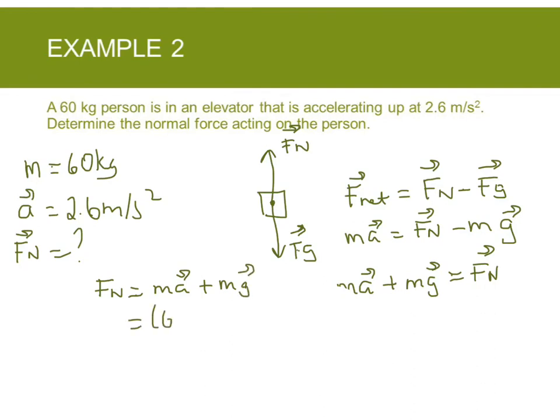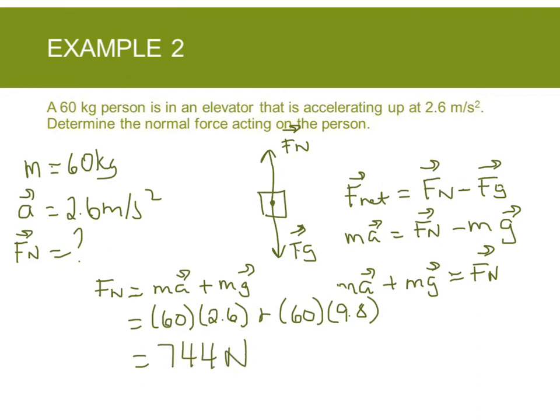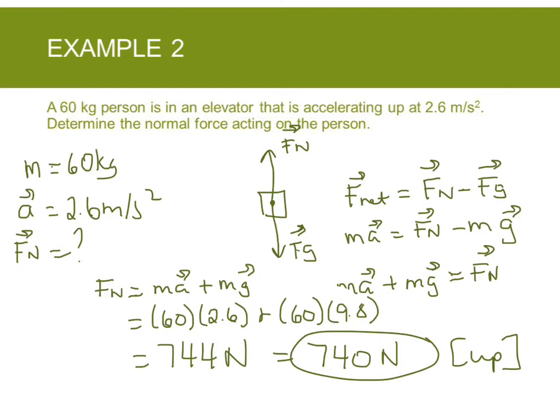So let's go ahead and solve. We're going to put our 60 kilograms times 2.6 meters per second squared, plus 60 kilograms times 9.8. When you do that, you would get 744 newtons. We'd want to round that to 2 sig figs, so let's round it down to 740 newtons. The direction there would be up, because our normal force always acts up.